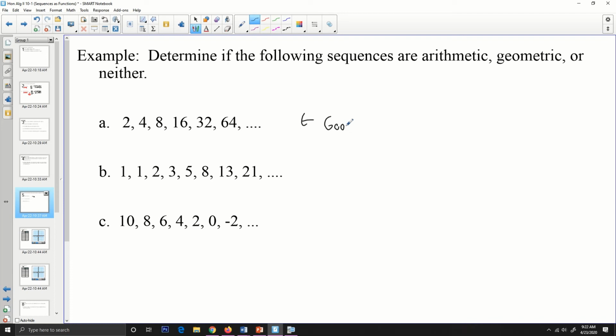This thing is geometric. All right. Well, let's do the same thing here. 1 plus 1 is not 1, so there's no common difference here. 1 times 1 is 1. 1 times 1 would not be 2. 1 times 2 would not be 3, so clearly this is not arithmetic or geometric, so it's neither.